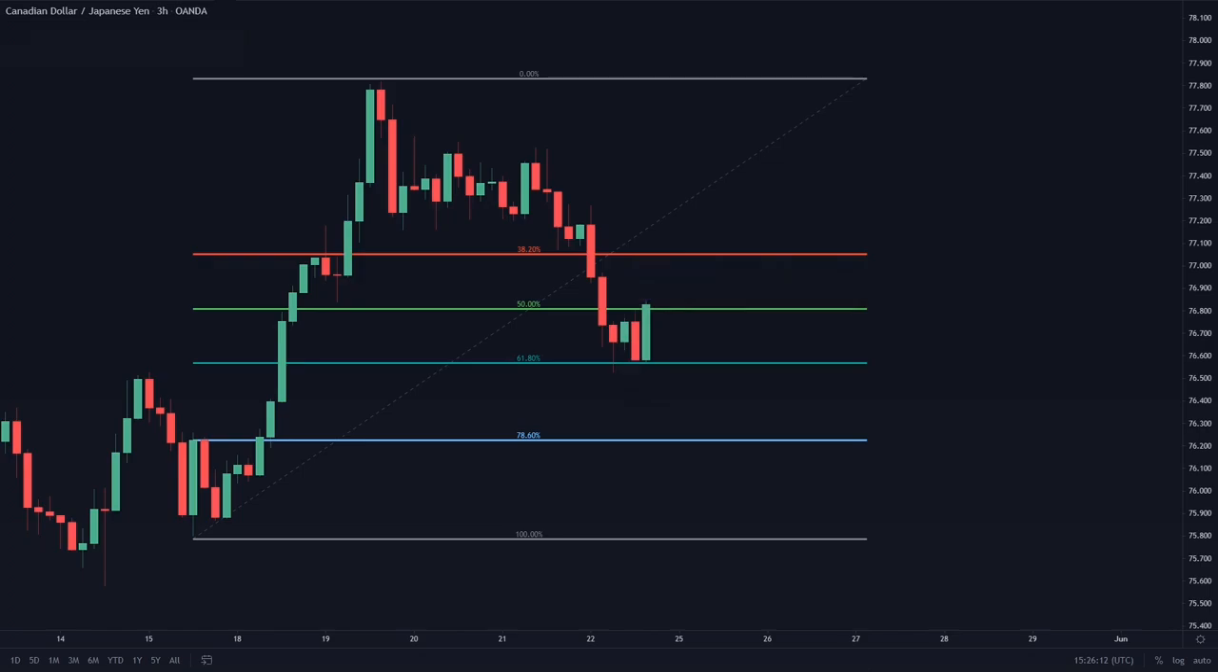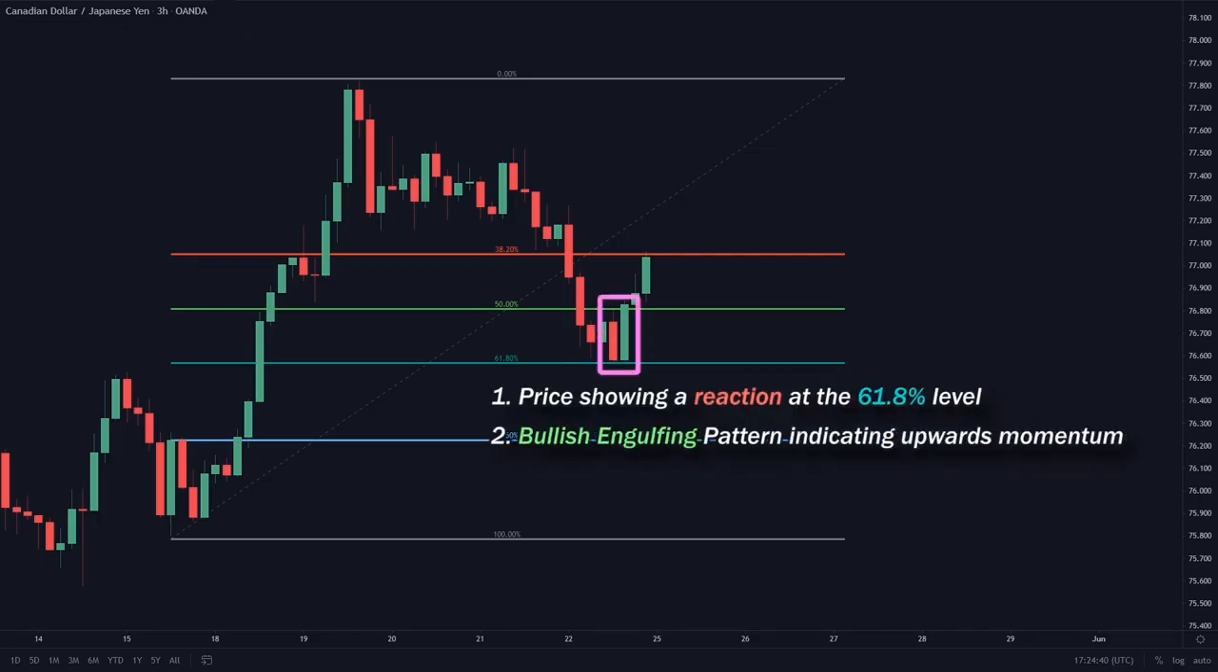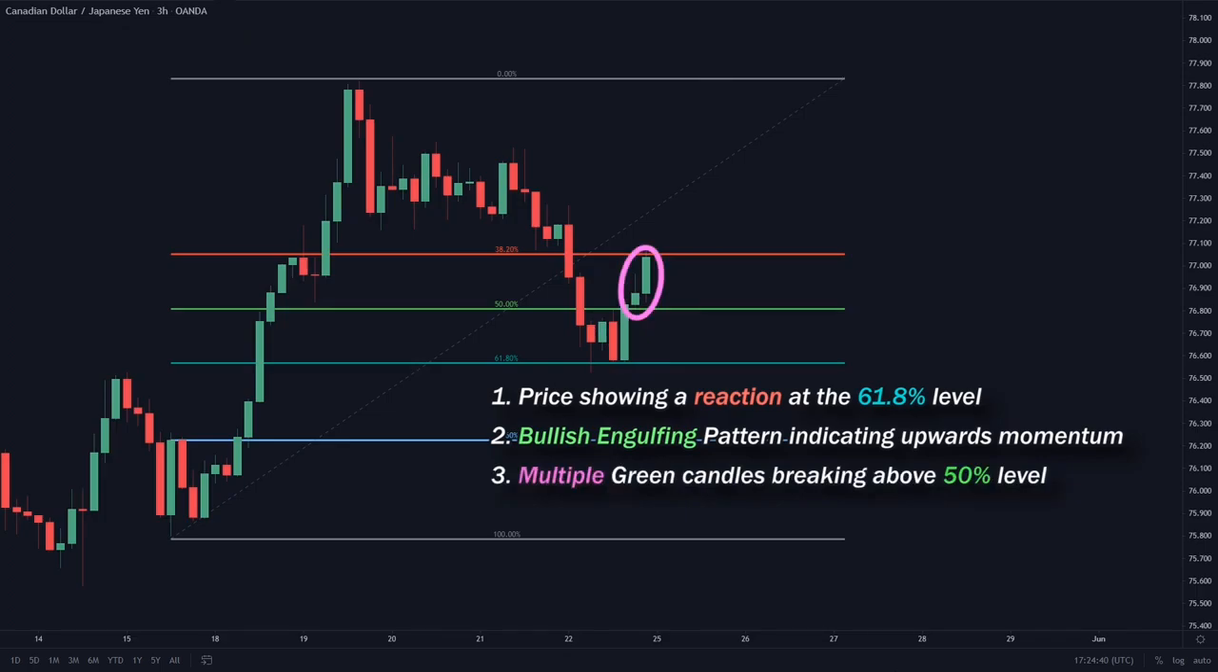Then, to further confirm the upwards momentum, we can see that the next candles after that are multiple green candles breaking above resistance at the 50% level. Now, let's recap what we have currently. First, we have price showing a reaction at the 61.8% level as shown by multiple candles failing to break below it. Then, we have a bullish engulfing pattern indicating that there's some sort of upwards momentum at this level. And finally, we have multiple green candles breaking above the resistance at the 50% level, which further confirms the upwards momentum that we already have.